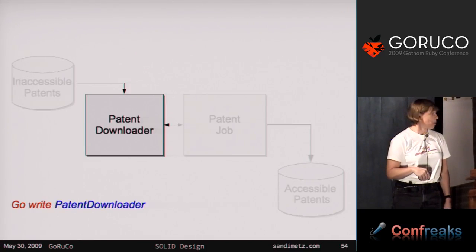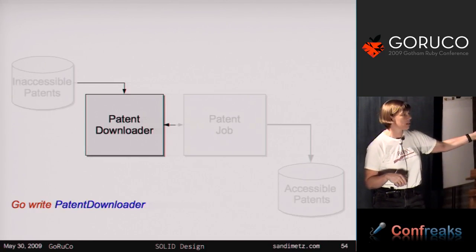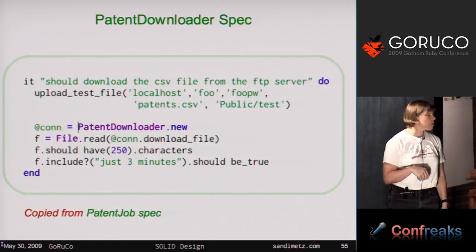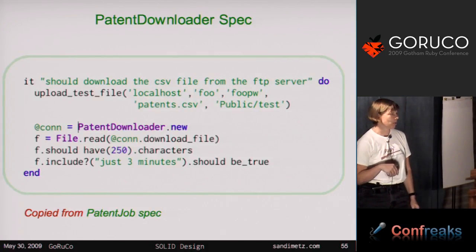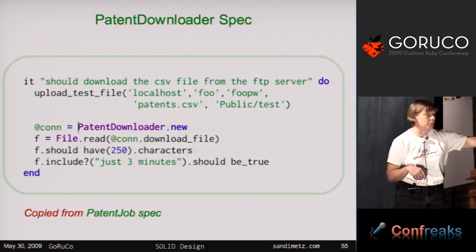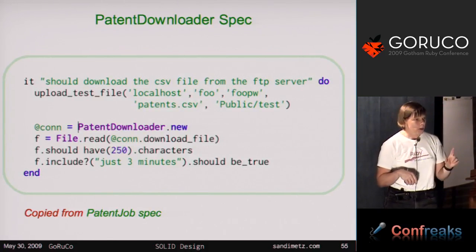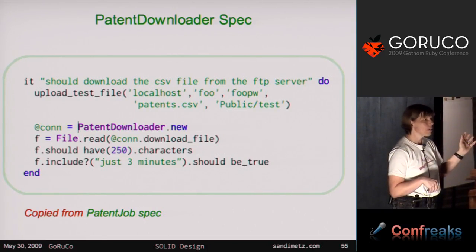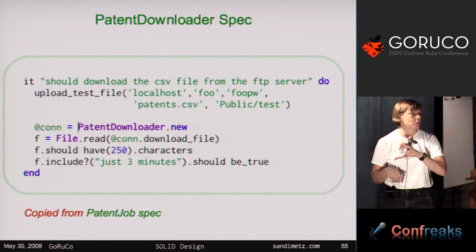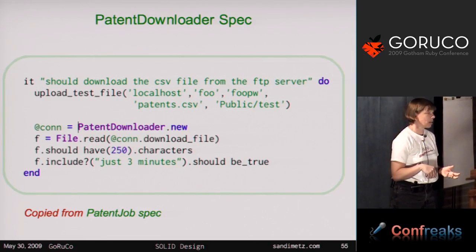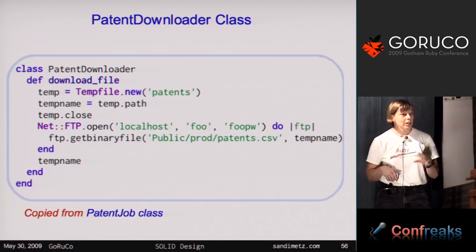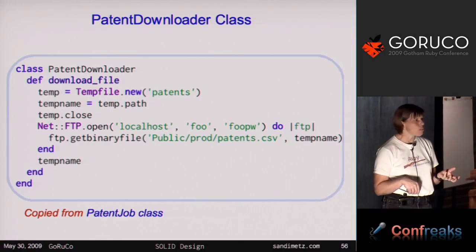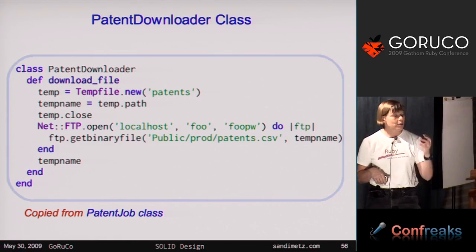All right, so now we need to write this new class, right? We mocked it in the test a minute ago, but now I need to create this object. I'm going to do the dumbest thing possible. I actually wrote this upload test file method here, but other than that, this code is just completely ripped out of the other class. The spec is an exact copy of the old spec. The code in the class is an exact copy of the code in the old class. Resist the temptation to do more than you need to.